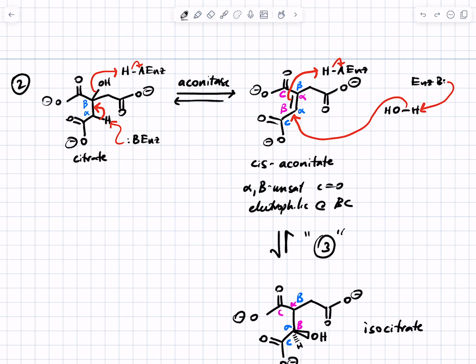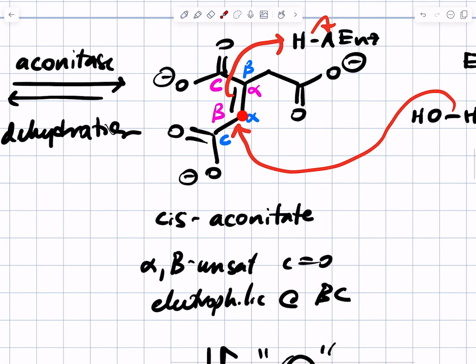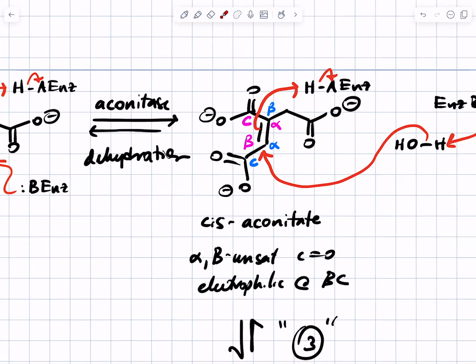catalyzes the dehydration of the alpha or the beta hydroxy acid. Base removes a proton, electrons kick down to make a double bond here, and water protonates the OH as it's leaving. That gives you cis-aconitate, which, as I pointed out last time, is doubly alpha-beta unsaturated. That is, this carbon is alpha to the blue carbonyl carbon, but beta to the pink carbonyl carbon.